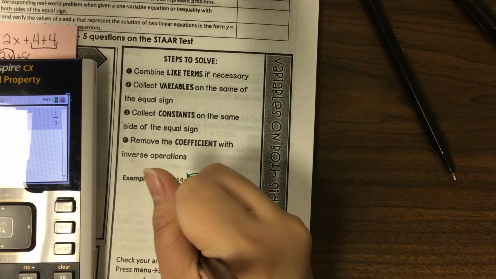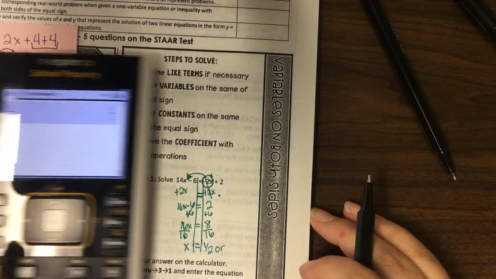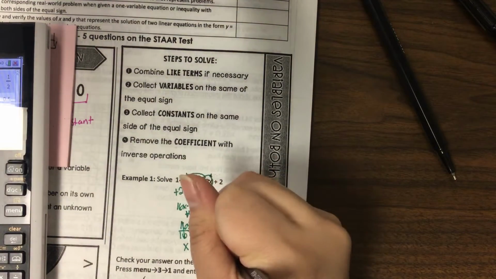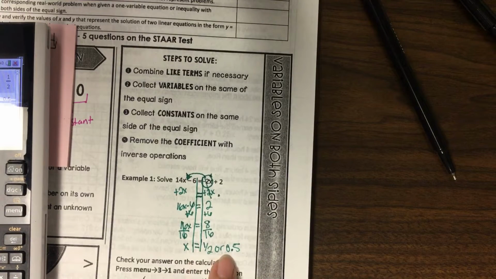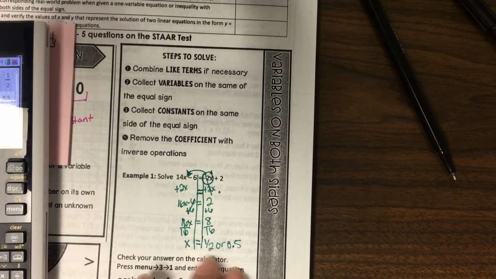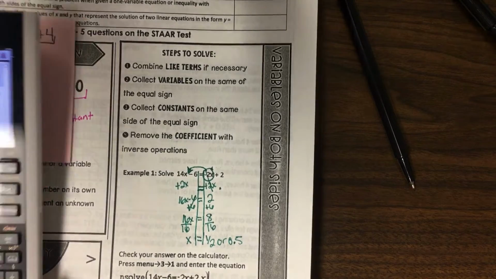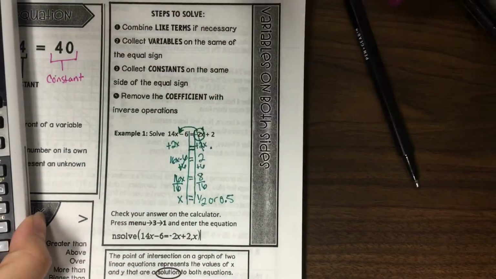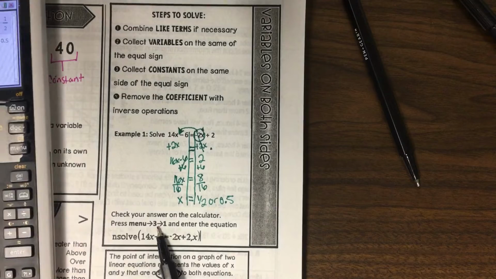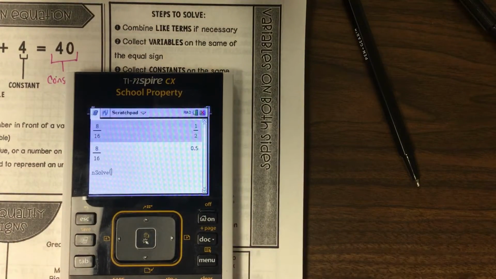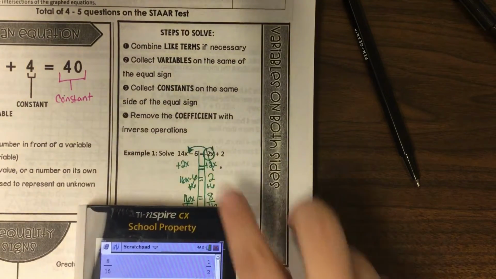Or if I also want to change it to a decimal, 8 divided by 16, control enter, would give me the decimal 0.5. So my answer could either be written as a fraction or as a decimal, so we need to be able to go back and forth between them, understand that they are the same number. So now we're going to remember how to check our work. We're going to check our work using menu 3-1, otherwise known as end solve. So we're going to do menu 3-1, and then we're going to, inside of our parentheses, type in our equation.